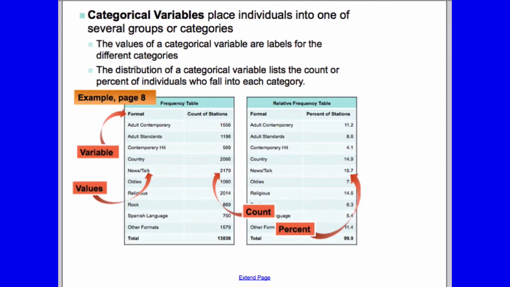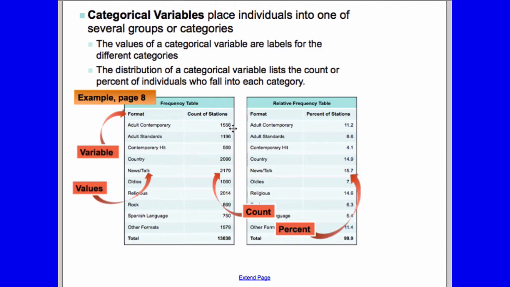Let's start with categorical variables, which we talked about in the introduction video, and that is placing individuals into one of several groups or categories. The values of a categorical variable are labels for the different categories. If you look in the chart here, you've got different types of music. We've got adult contemporary, adult standards, contemporary hit, country, etc., etc.